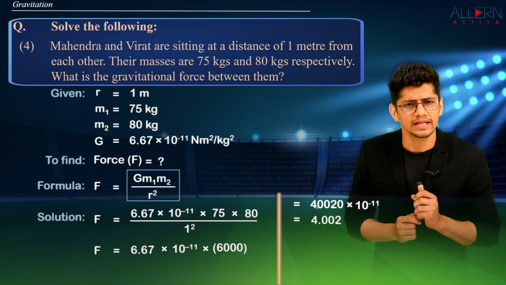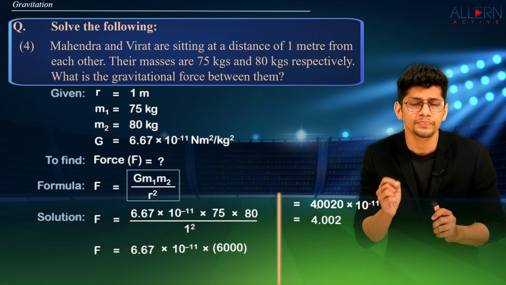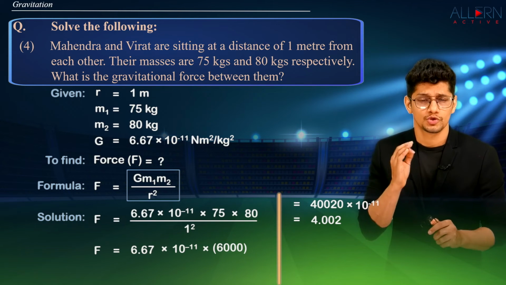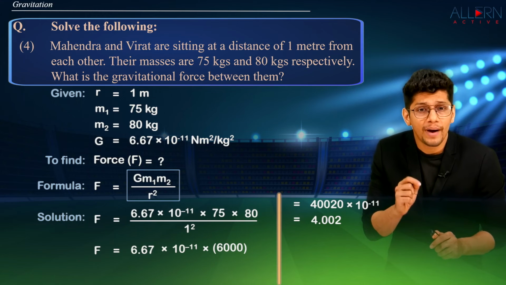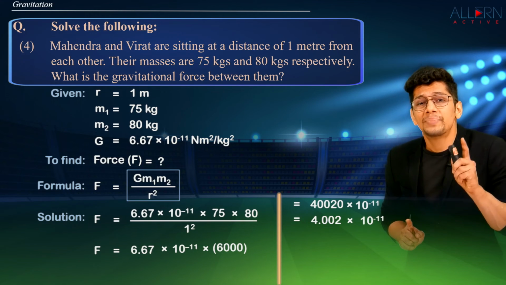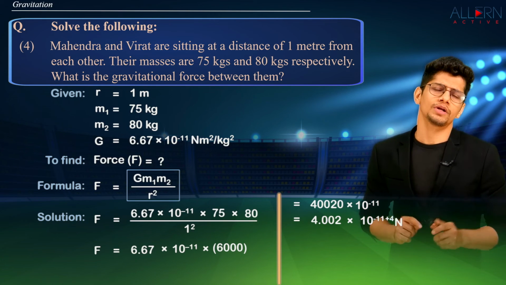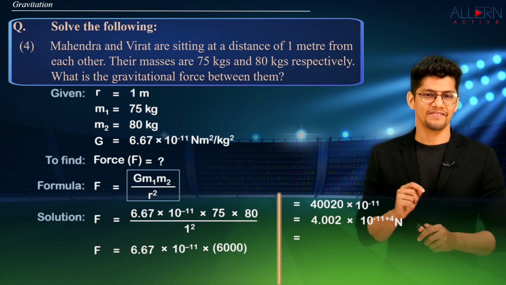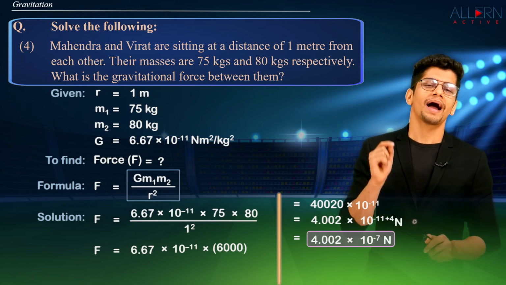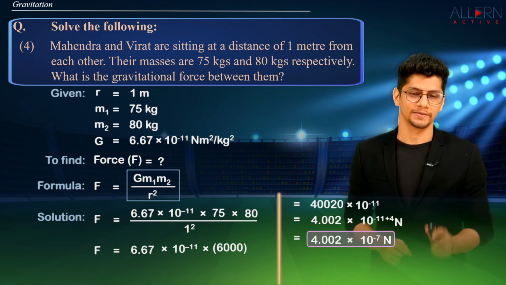To the left or to the right? To the left. Whenever we shift the decimal towards the left, we simply add the power by the number of places. Since we have shifted it by 4 places towards the left, we'll do 10 raised to minus 11 plus 4. What is minus 11 plus 4? It is nothing but minus 7. So we get the answer as 4.002 into 10 raised to minus 7. Newton is the unit. Don't forget to write the unit, right?